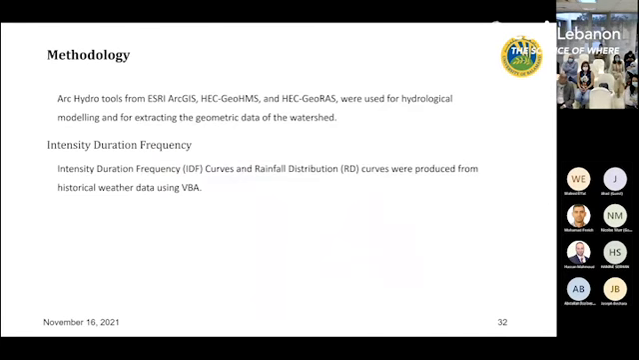We started using the ArcHydro tools provided by Esri, HEC-GeoHMS, and HEC-GeoRAS, which we used for hydrological modeling and for extracting the geometric data for the watershed. We started with the intensity duration frequency. We had the data from Jaltoun Water Station for the period from September 2010 till February 2018.